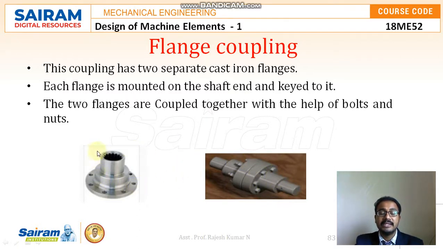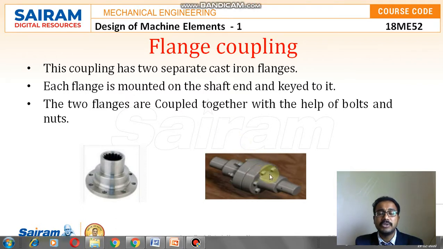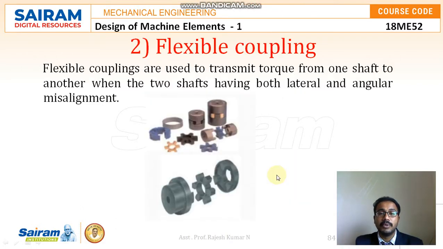This is a disassembled view of one side of a flange, and this is an assembled flange, where we can see the assembly with the screws and bolts. Then moving to the second major type, that is the flexible coupling.